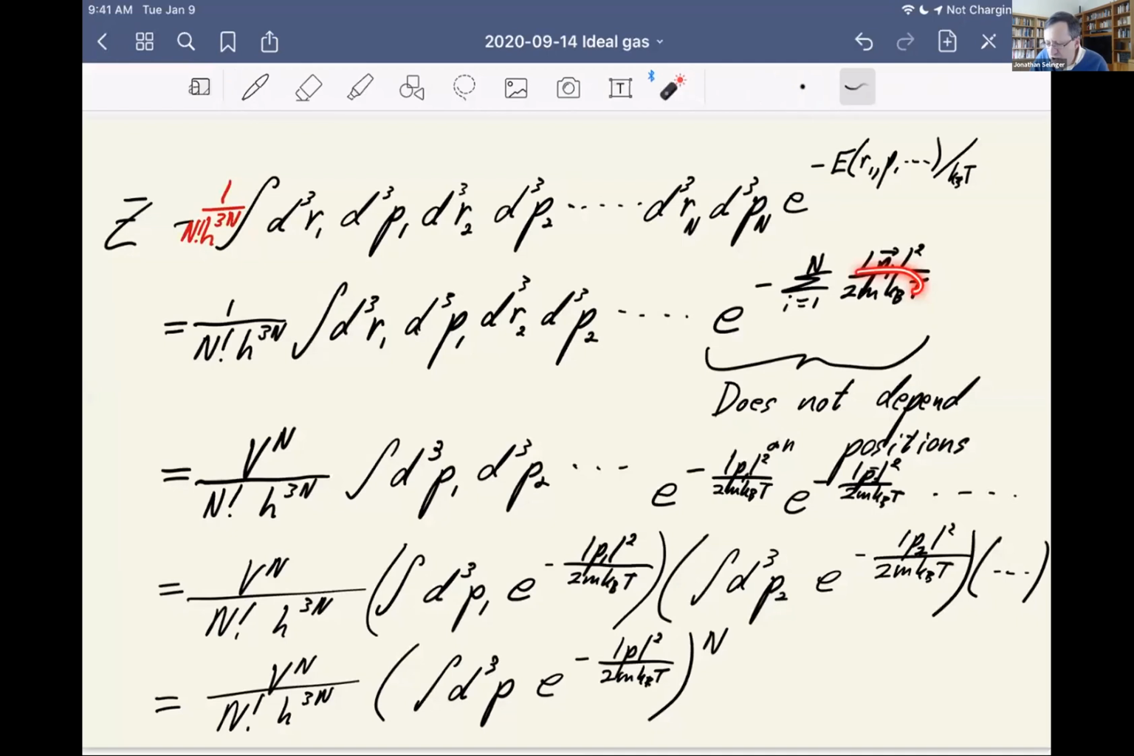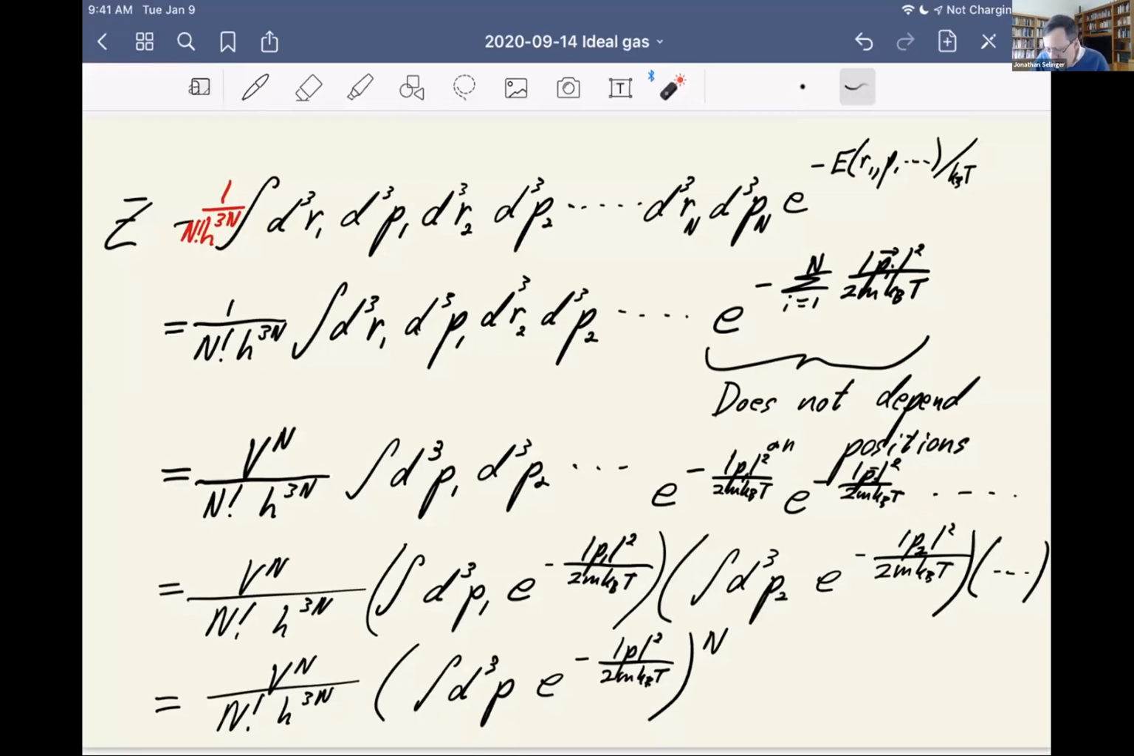It's because I'm using the way that an exponential factorizes. When you have the exponential of a sum, it's the product of exponentials. And so this exponential of a sum is the product of an exponential for particle 1, an exponential for particle 2, times an exponential for particle 3, etc. Now, I'm just going to rearrange the factors. So I'll take this factor and put it next to the P1 integral, and I'll take this factor and put it next to the P2 integral, and the P3 factor next to the P3 integral, and so forth.